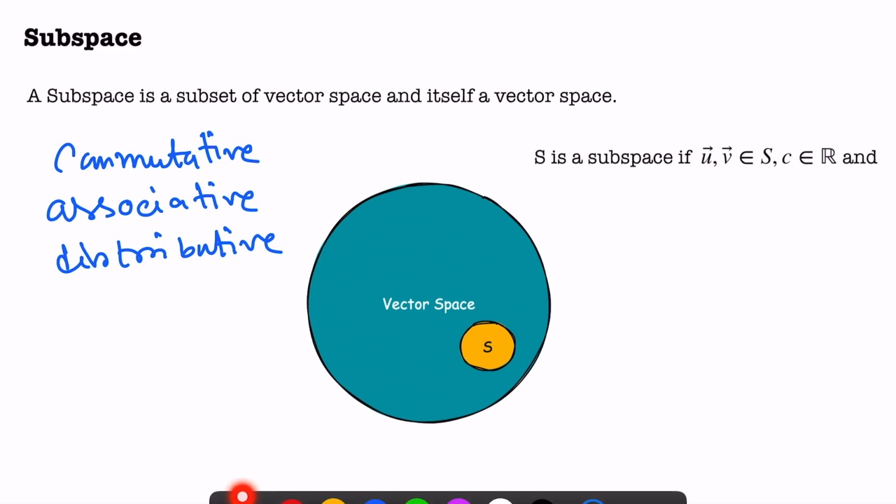It has to satisfy a few criteria. Consider there are two vectors u, v and c is a scalar, one real value. First of all, there should be a zero vector in this subset. Second, it should be closed under scalar multiplication. Third, it should be closed under vector addition. So if this subset satisfies this, we can say this subset is a subspace of the vector space.